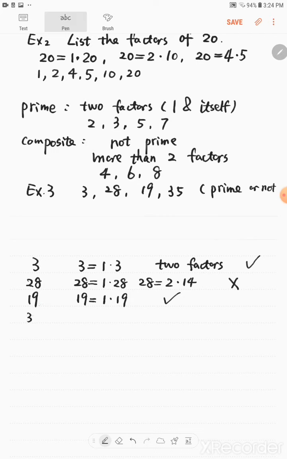So the last one, 35. 35 can be written as 1 times 35. And 35 can also be written as 5 times 7. Then we realize it has more than 2 factors. So if more than 2 factors, it's not a prime number. It will be a composite number. So that's example 3.